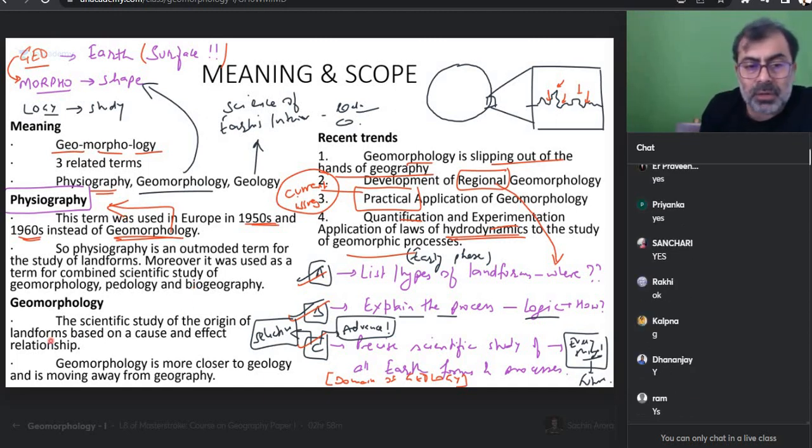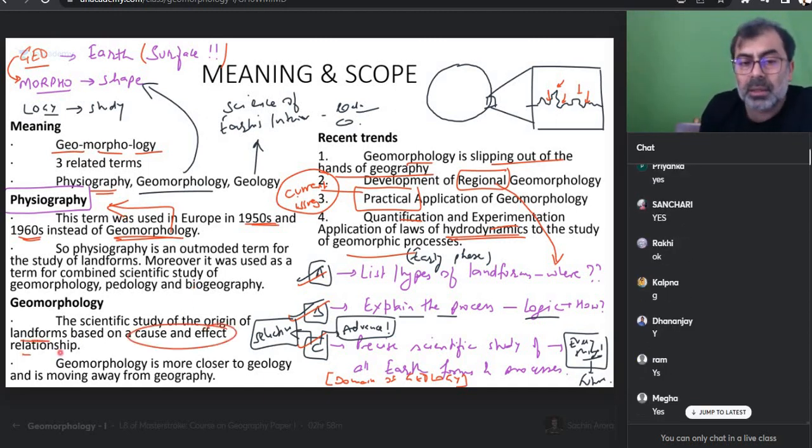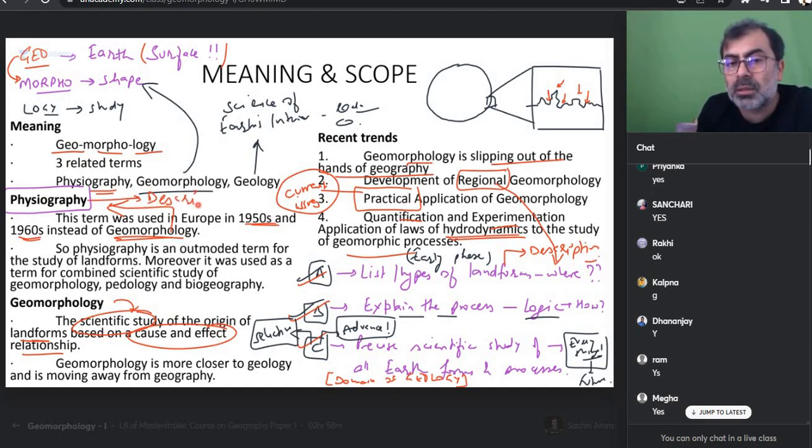The scientific study of the origin of landforms based on cause and effect is geomorphology. So can I say geomorphology is also going scientific? What was it initially? Descriptive. That is why the word was physiography. Physiography was the time when it was not very scientific. It was descriptive. It used to tell where the landform is. But now we have turned it into geomorphology, which is a scientific study that also applies logic and tells us cause and effect. And geomorphology is closer to geology.